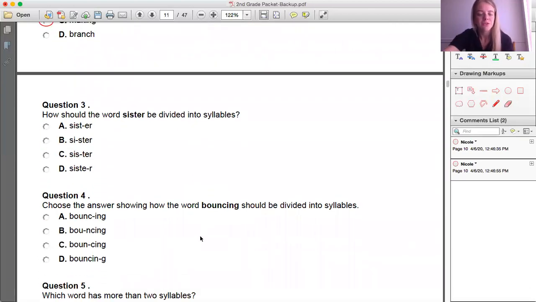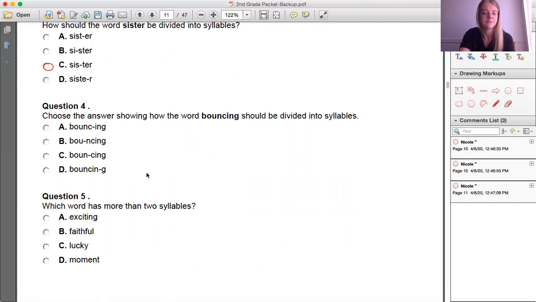Number 3, how should the word sister be divided into syllables? Well, let's say and clap, sis-ter. You should have marked C, sis-ter. These are closed syllables.